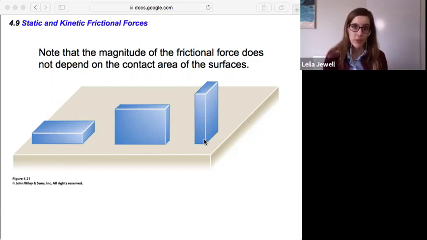All that we have to worry about is how much normal force there is between these two objects and then the coefficient of static friction, which is something that's either given to us or we can look up in a table. So that's our static friction that occurs when things are static or not moving.